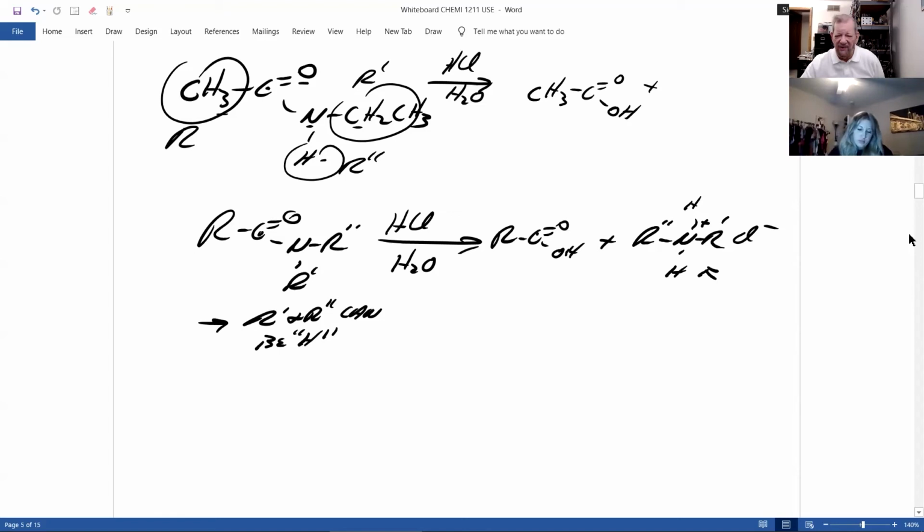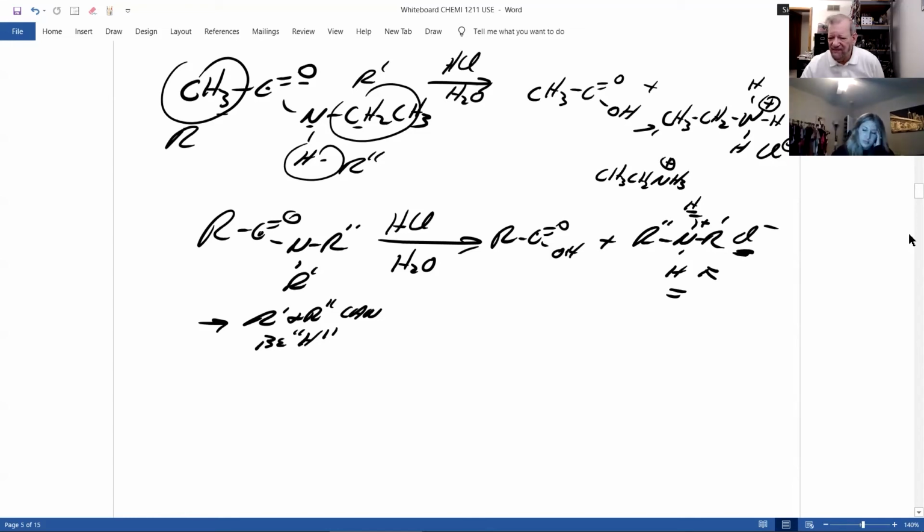And what's our ethyl? And then what's our R prime? Hydrogen. And then we add two more hydrogens. And this is a salt, so I have a cation, plus charge of nitrogen, and my anion for this is always going to be chlorine. Now this, I could also have written like this. And that's how you make an amide, or break it down, acid hydrolysis.